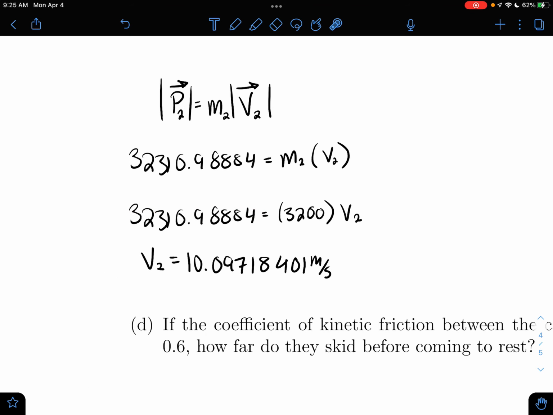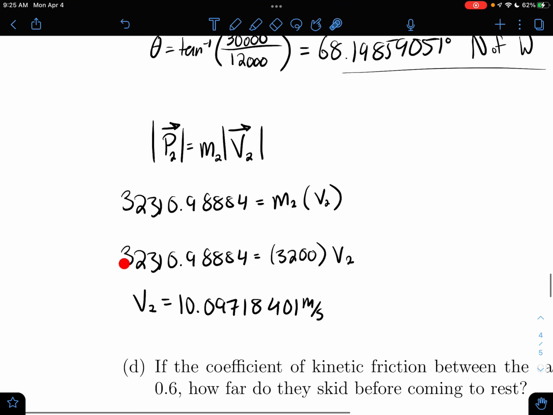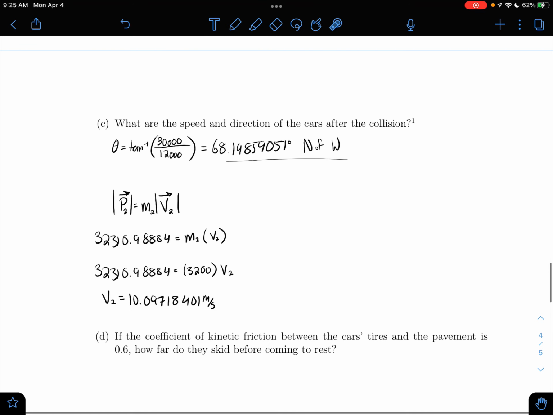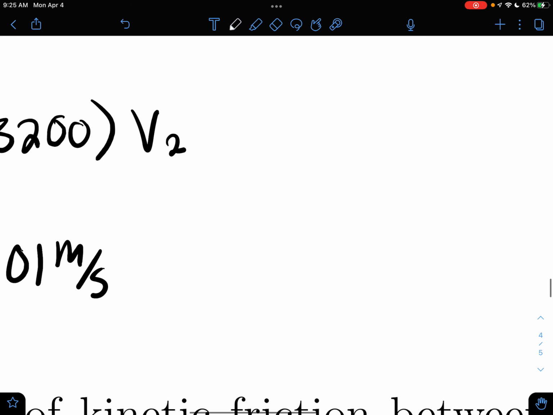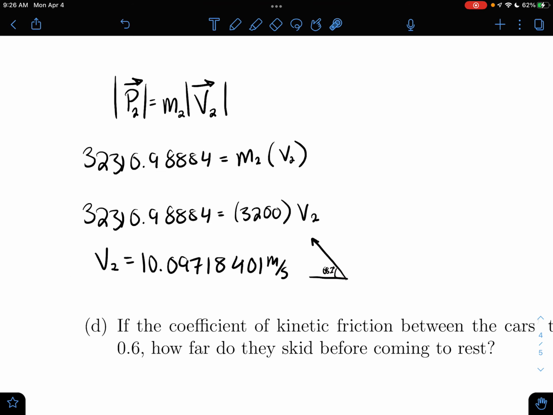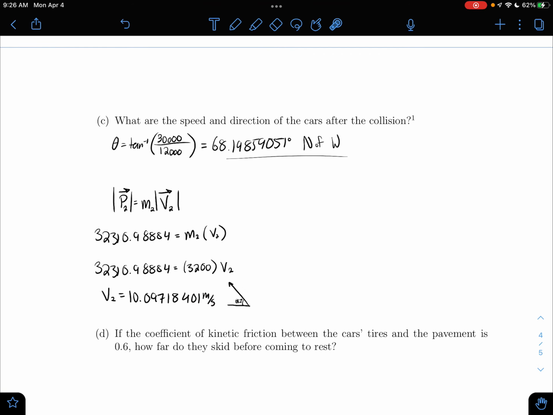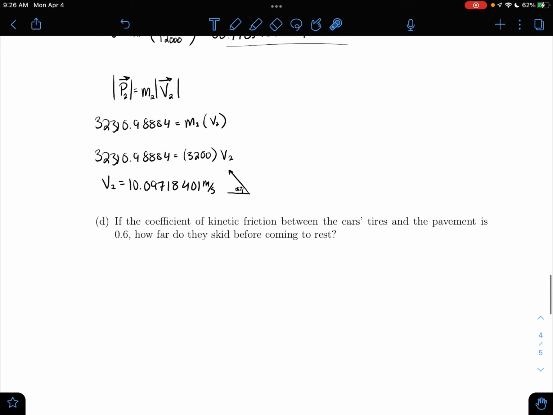Right, and remember we check our units. Momentum is in kilograms meters per second, and we divide by kilograms, so it's just going to leave us in meters per second. And again, we do the same thing. We have our angle and we have our direction. So we have a magnitude and we have a direction, and it's going north of west. So there's west, there's north of it. Here's our 68.2 degrees. So this is our final speed, and here's our final direction.